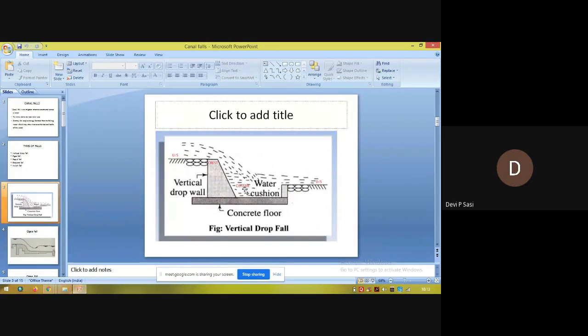You have learned about the design and drawing of the Sarda type fault. The Sarda type fault is a kind of vertical drop fault. So I hope we are clear about the vertical drop fault. You can see an upstream segment, a downstream segment, and this is a crust. The water flows over the crust towards the cistern, and in the cistern, the excess energy of the water flowing over the crust is destroyed.